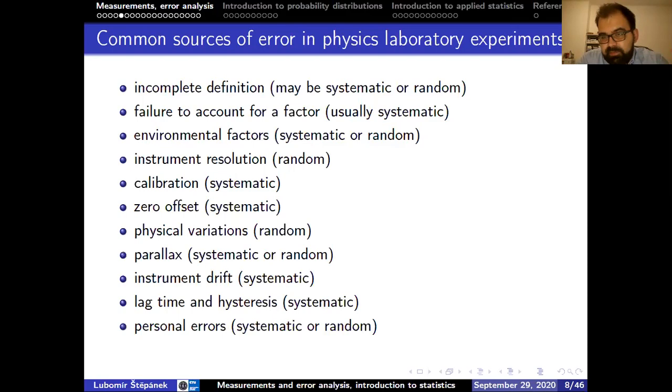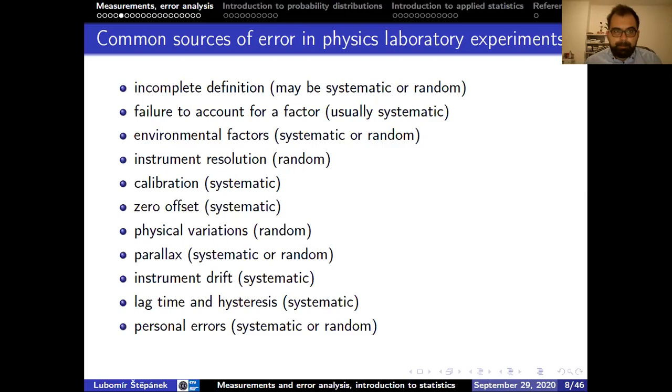It will also be systematic if you are inattentive to your measurement all the time. It's like a systematic error. So if you stay alert, stay focused on your measurement, you can try to avoid this kind of personal error, which tends to be systematic if you are really inattentive.